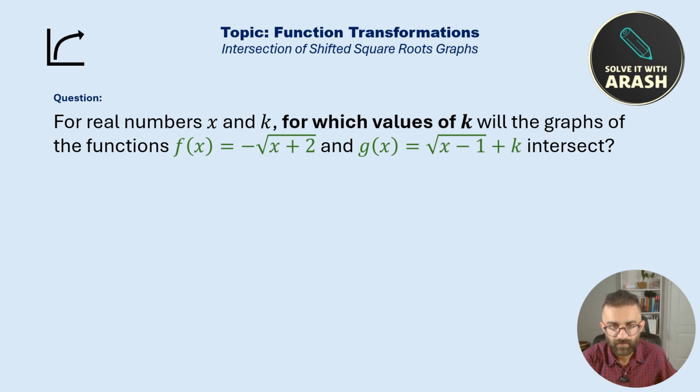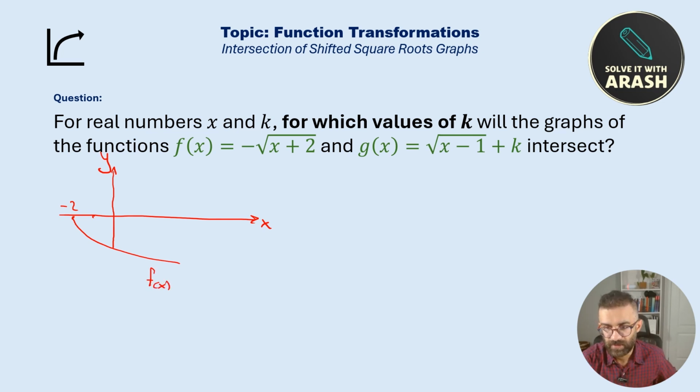Now we have enough information to sketch the graph. This is the x-axis and this is the y-axis. The graph is reflected in the x-axis and shifted 2 units to the left, and the start point is at negative 2. So this is how the graph looks for f(x).